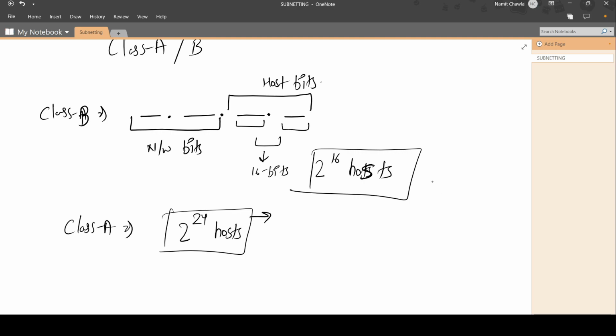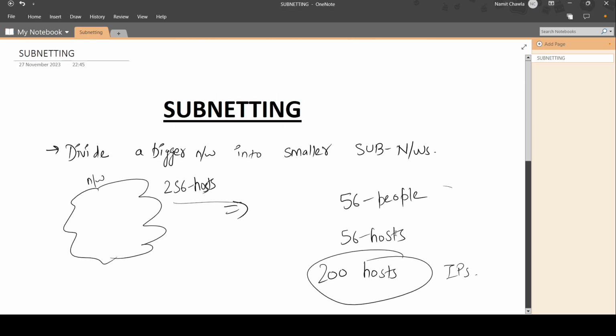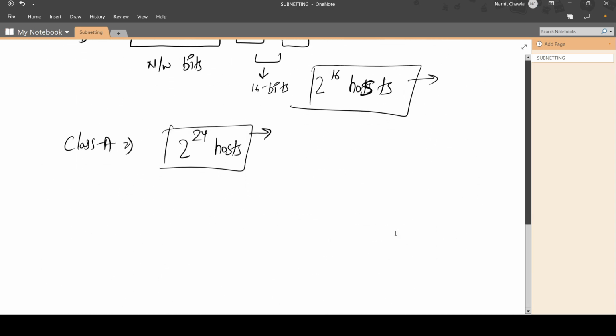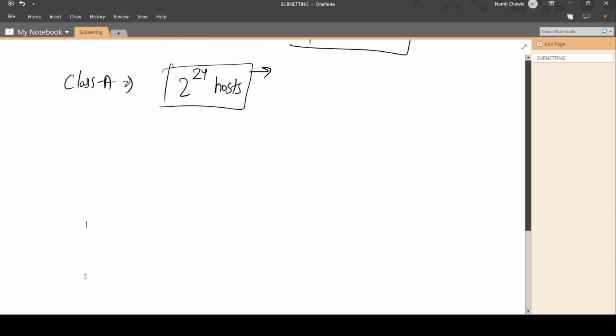It is very difficult to manage these bigger networks, because one network can have 2 raised to power 24 hosts, which is quite difficult. So that's why they came up with concepts like subnetting. Obviously they wanted to utilize the maximum number of hosts, as there was already a scarcity of IPv4 addresses, so we wanted to maximize our utilization. I hope this is clear and not complicated at all.